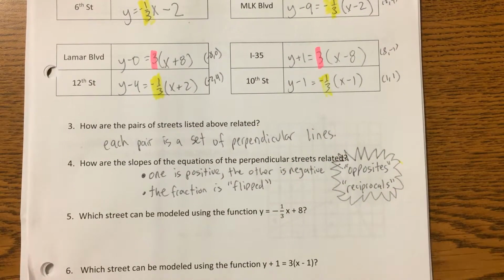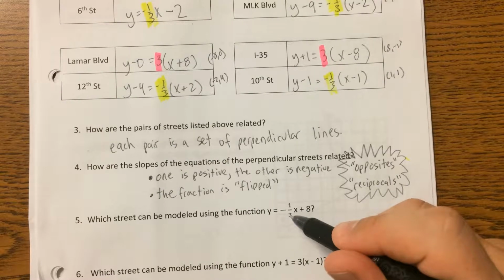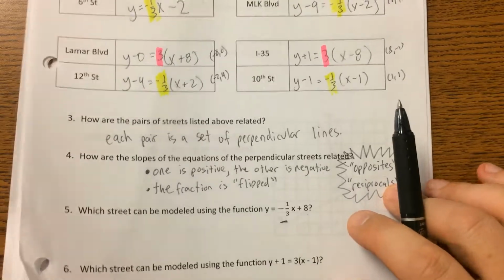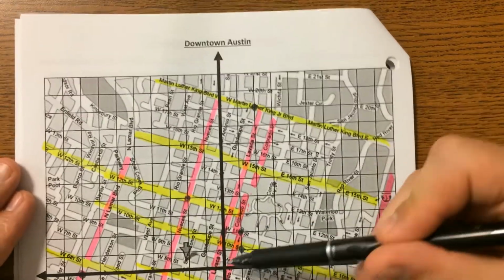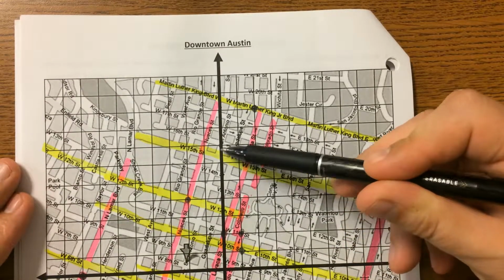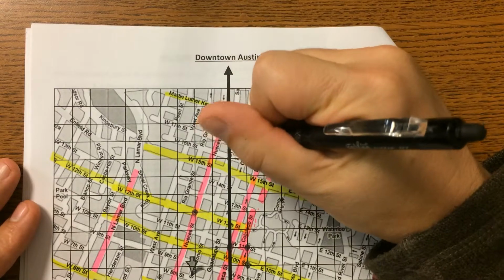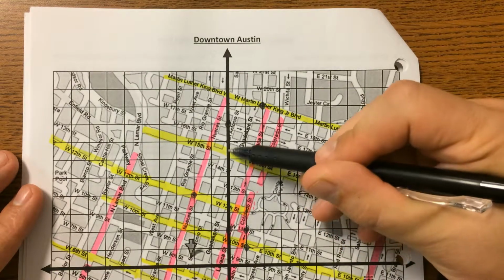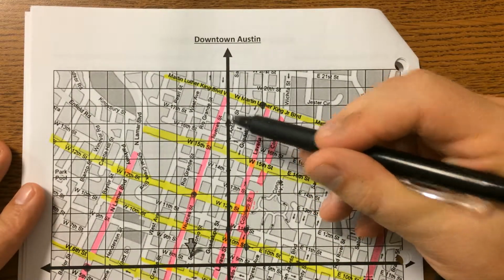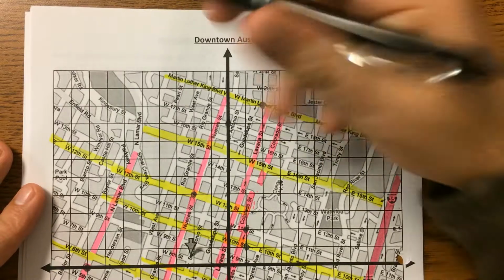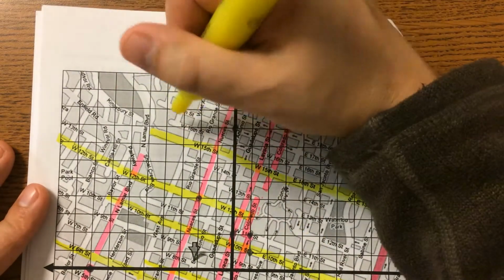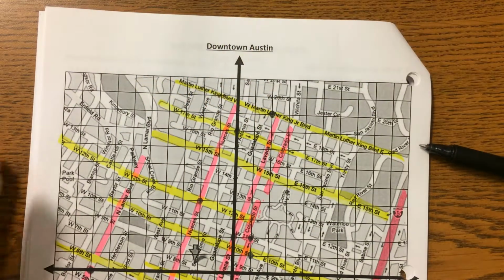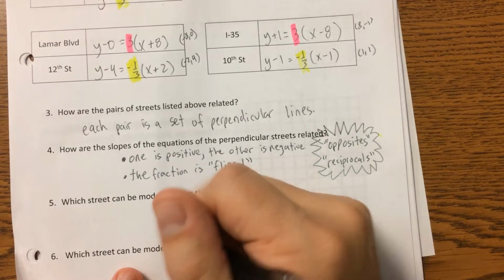So let's knock out these last couple of questions. It says, which street can be modeled using the function y equals negative 1/3 x plus 8? Okay, so we know right away that it's going to go west-east. So let's look and see which road has a y-intercept of 8. 1, 2, 3, 4, 5, 6, 7, 8. Right here. Let me just recount that, make sure I'm good. 1, 2, 3, 4, 5, 6, 7, 8. Yeah, right here. And if the slope is negative 1/3, down 1 over 3, yeah, we can see that the street in question is this 17th Street. It's got a y-intercept of 8 and a slope of negative 1/3. So yeah, that would be 17th Street.